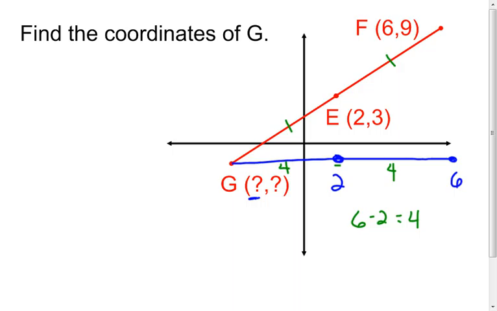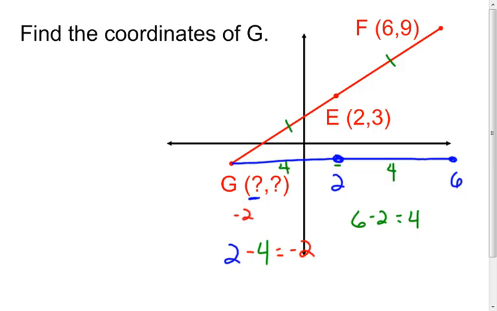That's where I'm going to say, if I start at 2, now I'm going to the left 4, so I have to subtract that 4. I end up at negative 2. So I'm saying that this x value at G must be negative 2.